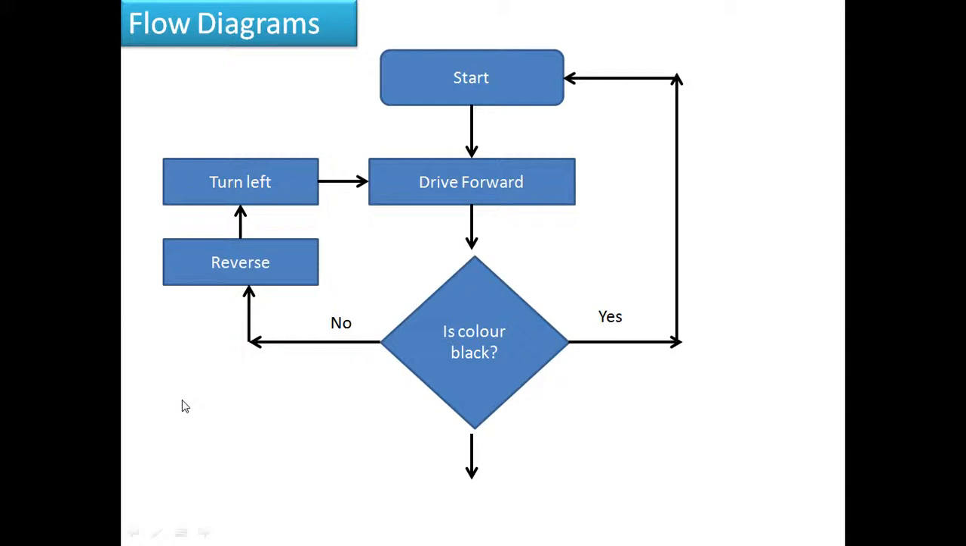Let's have a look. Well, I'll just turn on the highlighter. Well, the first thing to look at is the start block. Always start with a start block. And the next thing is we're going to drive forward. So we have our action block. We come to a decision. Is the color black? If it isn't, so is color black? Yes. We continue around this loop all the way around, back to start.